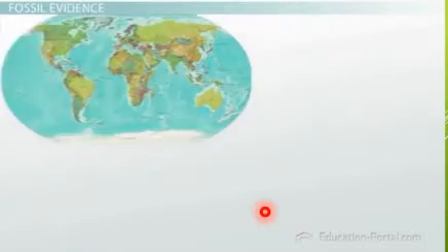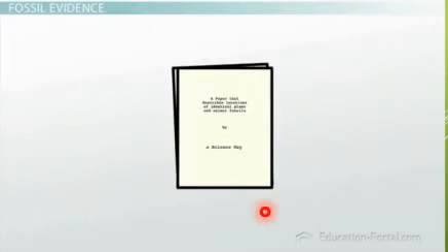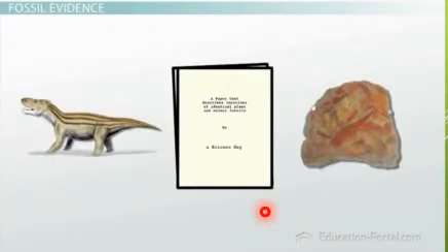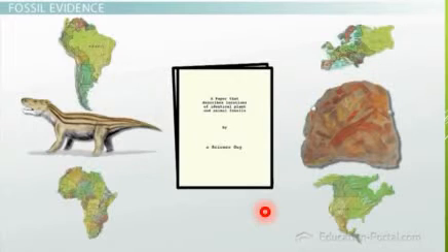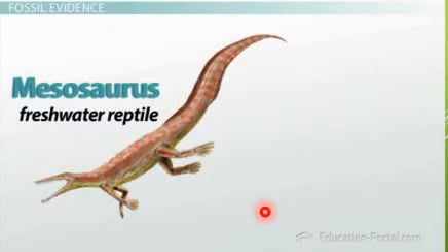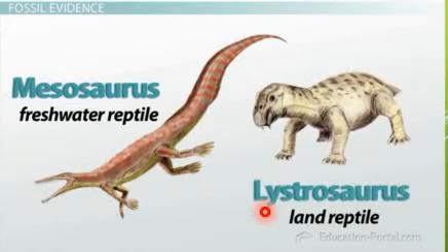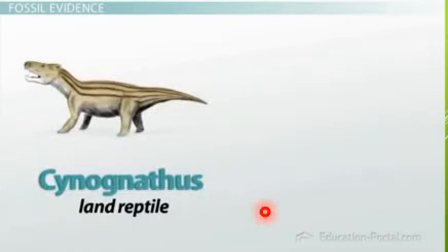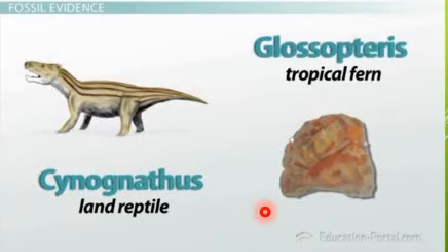In the fall of 1911, though, he came across a scientific paper that described the locations of identical plant and animal fossils on very different continents. These fossils included Mesosaurus, which was a freshwater reptile, Lystrosaurus, a land reptile, Cynognathus, a land reptile, and Glossopteris, which was a tropical fern.